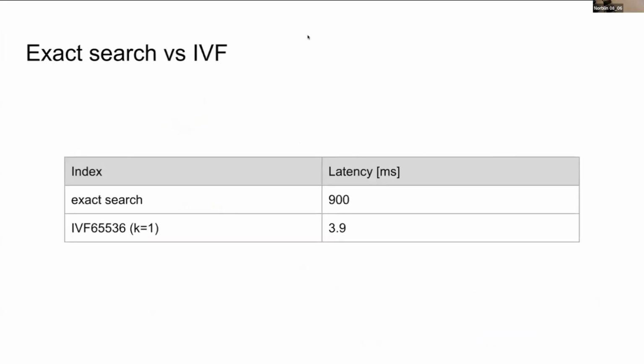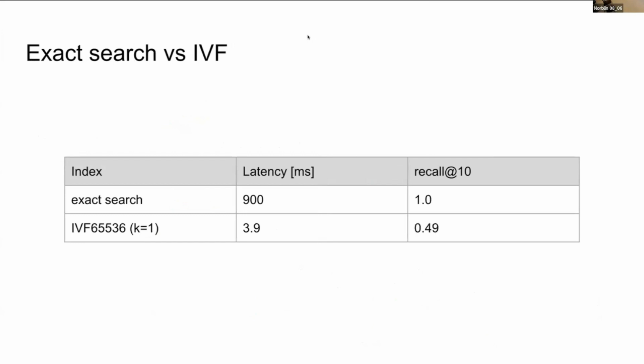So going back to our previous example, when we compared exact search to IVF, to make this comparison fair, we would also need to include an accuracy metric, for example, recall at 10. And as I said, exact search provides perfect results, so recall at 10 would be equal to 1. And if you run evaluation for the IVF, you would see that its accuracy is only about 0.5, which is to say that only half of the neighbors that we return for the query were true nearest neighbors.